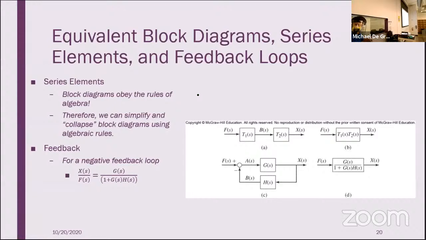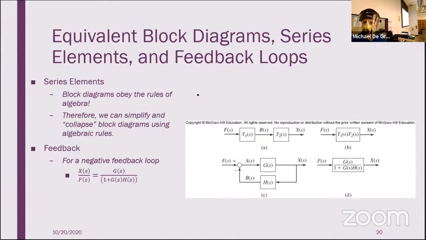Or if you have something in feedback, you can use this equation for negative feedback. So if you have a system where you've got a transfer function, and then you're feeding back through a second transfer function, H of S, the equivalent loop becomes one transfer function, G of S, divided by 1 plus G of S times H of S.